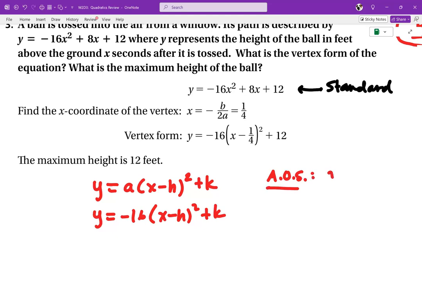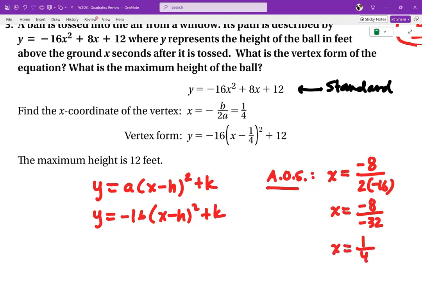AOS is x equal to negative b over 2a. That's negative 8 over 2 times a, which is negative 16. Well, that's negative 8 over negative 32, which is positive 1/4. So they got the axis of symmetry right. They have that right. So that means they must have messed up on the K value then.